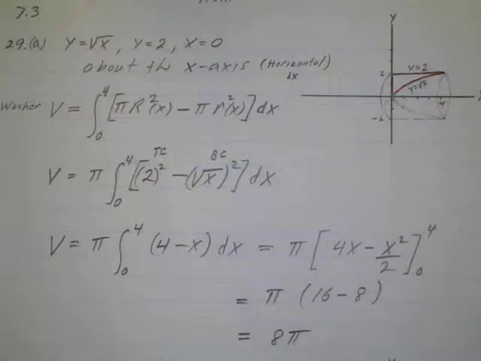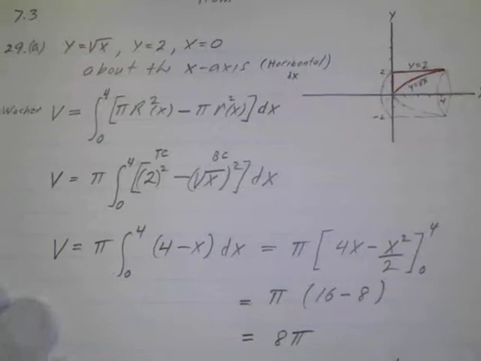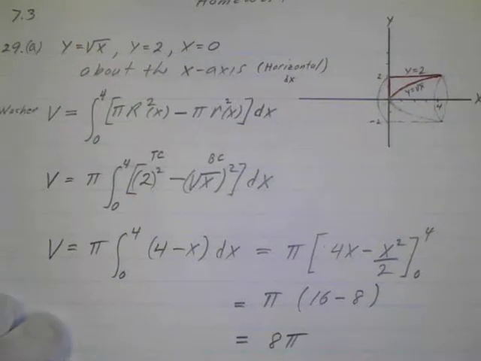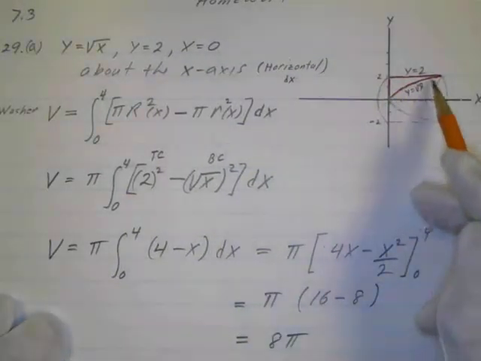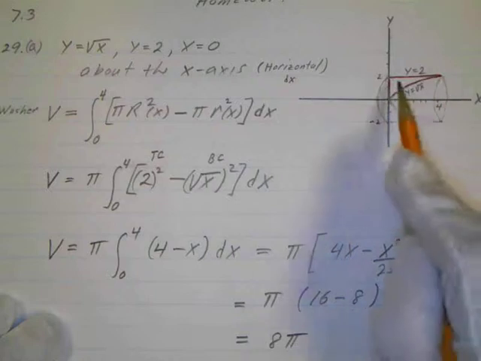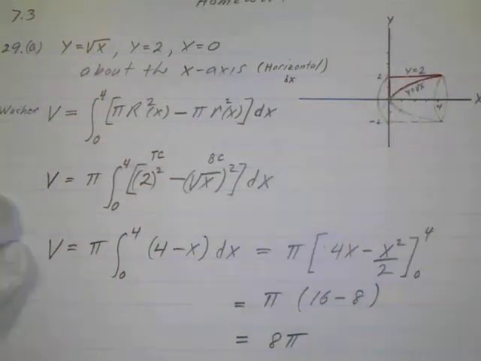Okay, this is 7.3, number 29, and we have four parts of this. So this is part A. We have the region bounded by the curves y equals the square root of x, y equals 2, and x equals 0. So this is y equals the square root of x, good old John Travolta, y equals 2, and x equals 0. I've outlined that in orange there, so you can see that.